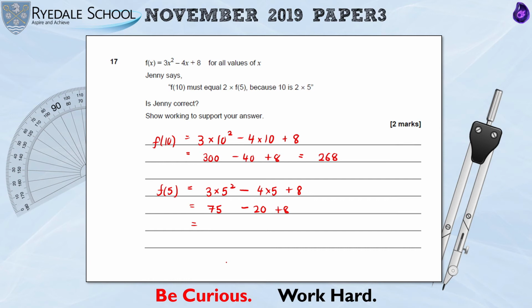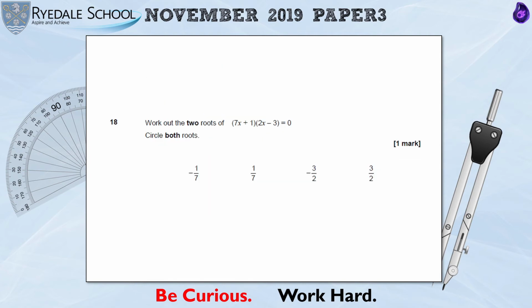And that equals 55 plus 8 is 63. So, is 2 of these the same as this? Well, let's see. 2 times 63 is 126. But that does not equal 268. So is Jenny correct? Make sure you write it. The answer is no.